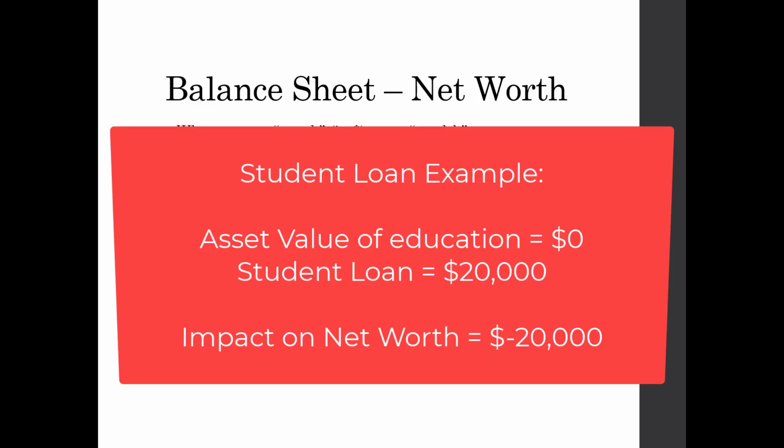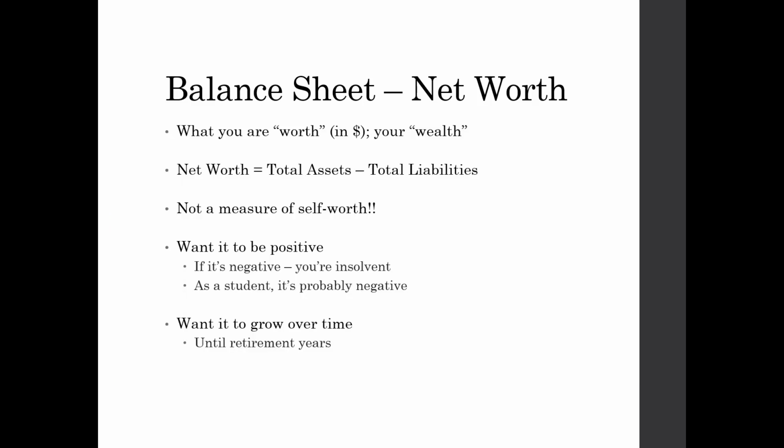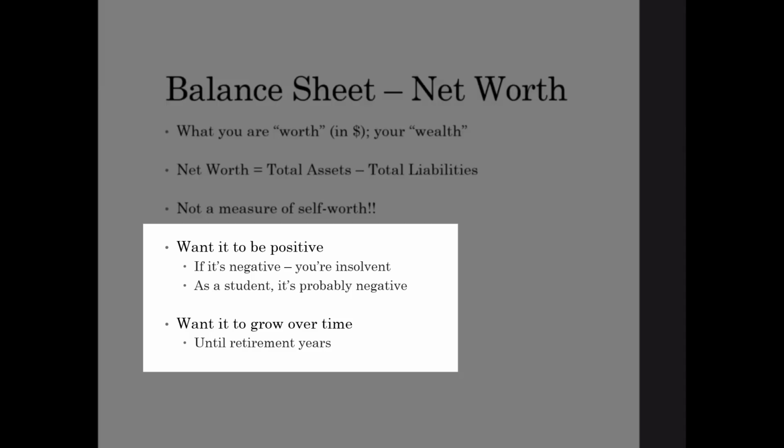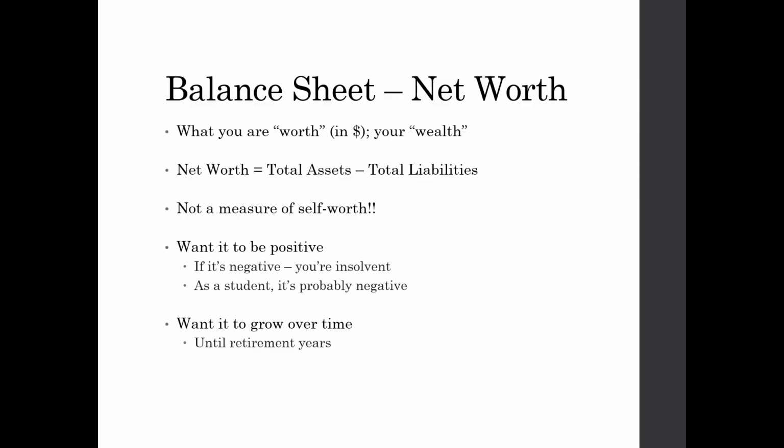Think about this. You borrowed money for a student loan to get your education, but we don't list the value of your education on the balance sheet. So it's probably going to be negative for most of you right now. Don't worry, it'll turn around quick enough. But what we want to do is we want to see this thing become positive, and we want to see it growing year after year until you hit your retirement years. And at that point, that's probably going to start to drop off or fall a little bit.